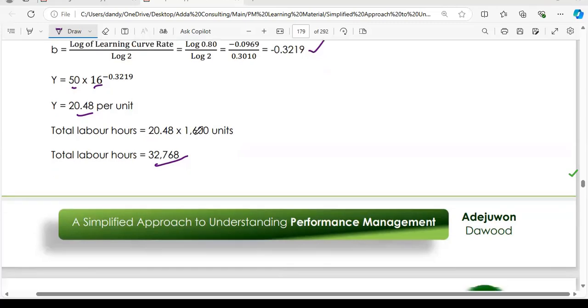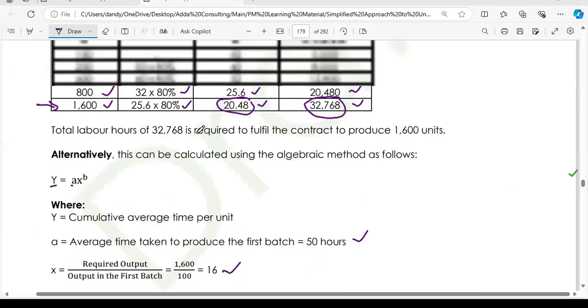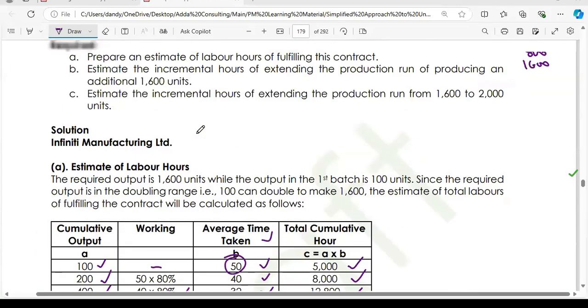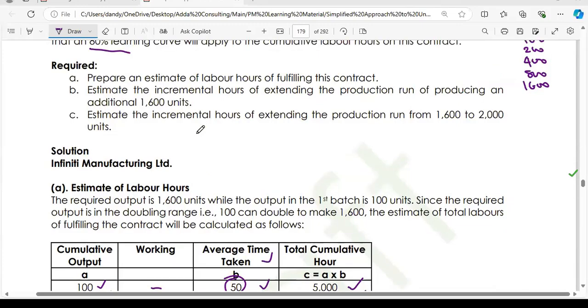You're welcome. So let's move to the B part of the question. In the B part, you are required to estimate the incremental hours of extending the production run by producing an additional 1600. In the first requirement, you had to produce the total hours required to produce 1600. Now the examiner is asking you to produce an additional 1600. So 1,600 plus 1,600, that's 3,200 units. Therefore, is it possible for you to double 1600 to 3,200?